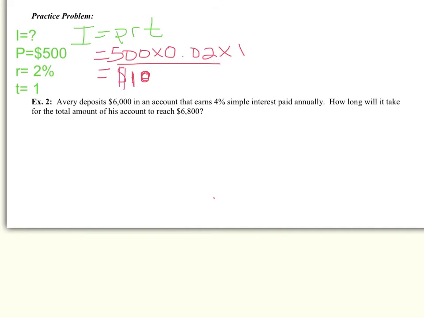So if I start out with $500, I leave it in an account for 1 year at 2%, I'm going to make a whopping $10. That is interest. So interest is $10. That means my total at the end of the 1 year would be $510. Make sure you read each story problem to know what you're solving for, interest or ending balance. Let's try another practice problem.